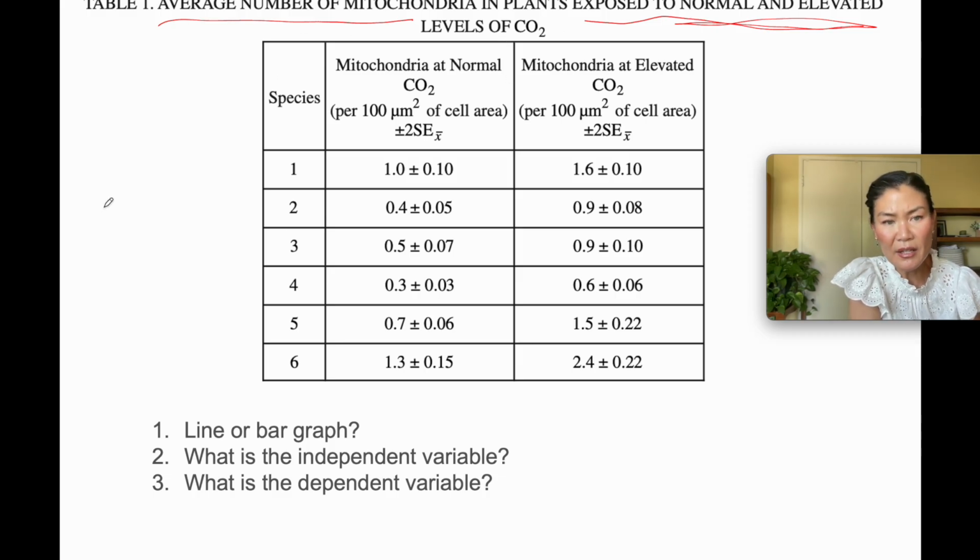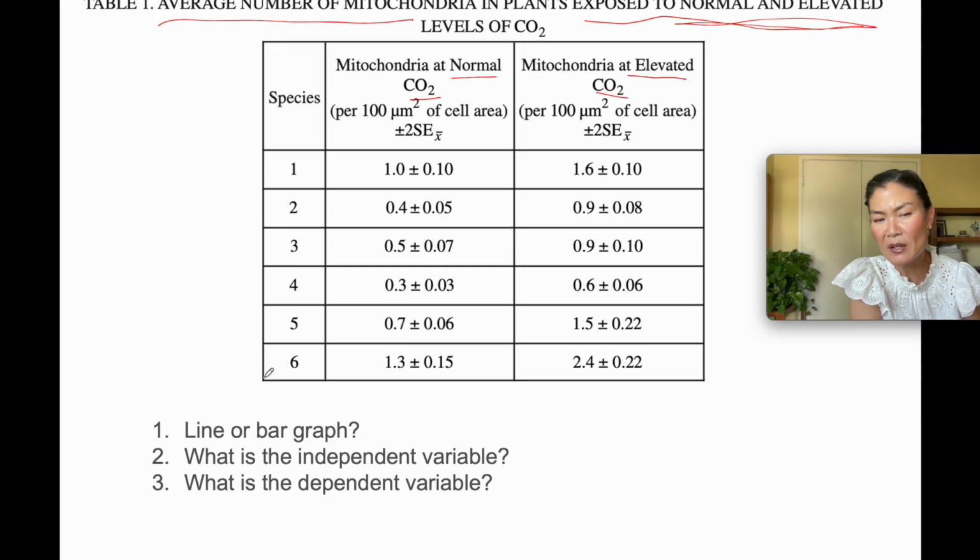Okay, so looking at the table, we've got species 1, 2, 3, all the way to 6. Mitochondria at normal CO2 levels per 100 micrometers squared of cell area, plus or minus 2 SEM, or the mean. Mitochondria at elevated CO2 levels, okay? So these numbers right here, these are the results. This would be the dependent variable. This is the results, okay? The independent variable would be normal CO2 levels, elevated CO2 levels for species 1, 2, 3, 4, 5, and 6.